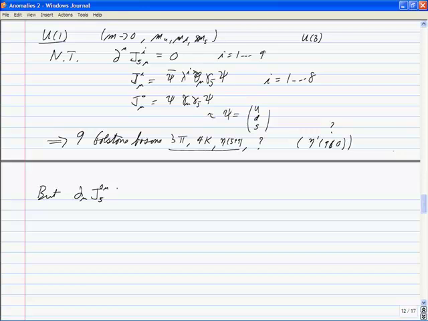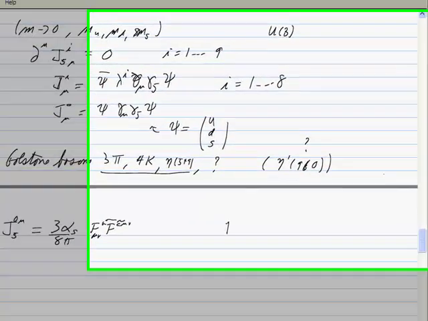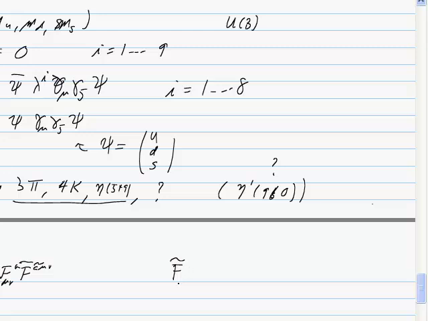The divergence of J05 is something times f squared. I have to look to see. It's 3 alpha strong over 8 pi f dual, and in my normalization, f dual mu nu is epsilon mu nu alpha beta f alpha beta. Many people use a half there, but we didn't.